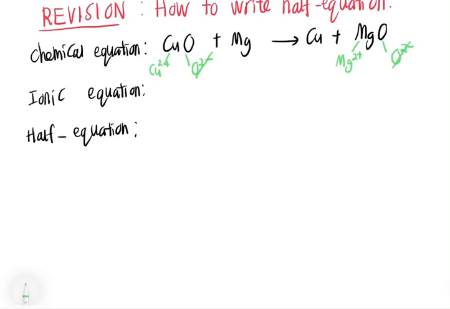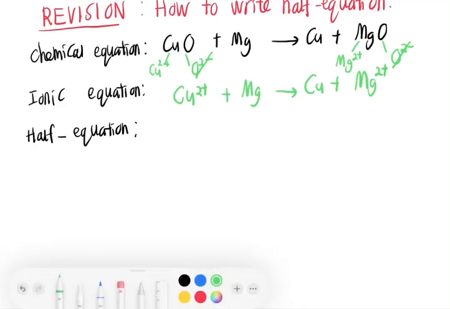Now, in order to write the ionic equation, you need to rewrite the equation with what is left after you cancel out the ions that are present on both sides. So we will start with Cu2+ here, reacting with magnesium, giving Cu and Mg2+.